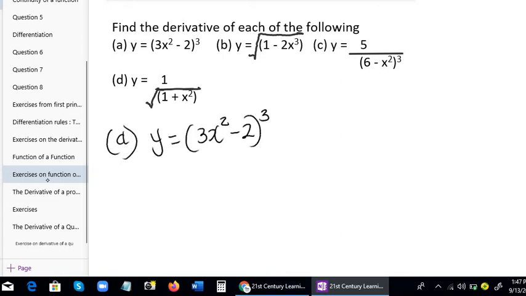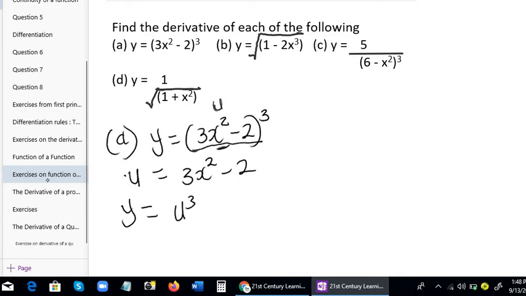So the first thing you need to do is to let y equal this, right? Now, let this be u. So if u equals 3x squared minus 2, now, if I use u to represent this, y will now give us u cubed, isn't it? So I have the value of u and I have the value of y.